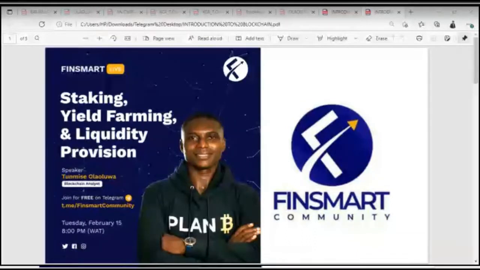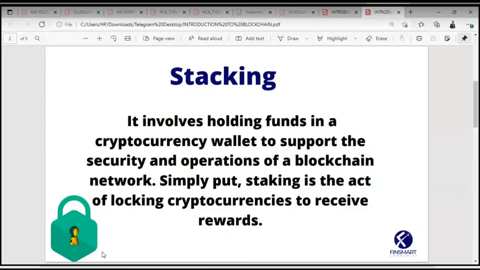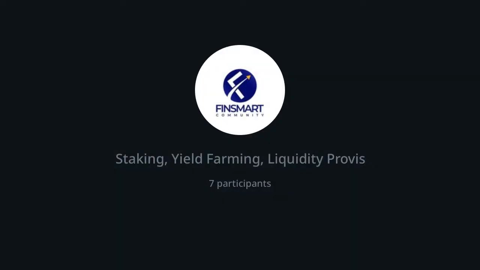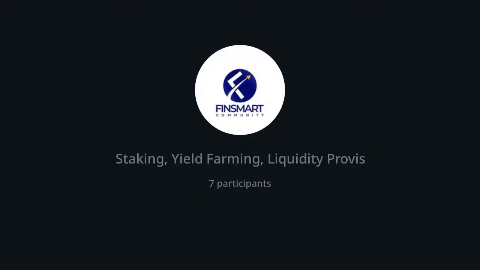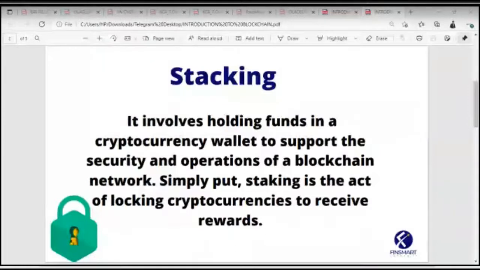But when we're talking about staking, many times you must have heard the word. They tell you, go and stake your coin, go and stake your asset. What it means is simple. Staking involves holding funds in a cryptocurrency wallet to support the security and operations of a blockchain network. Simply put, staking is the act of locking cryptocurrency to receive rewards. In simple language, staking has to do with putting your cryptocurrency into the blockchain in order to support the security and operations of that blockchain network.